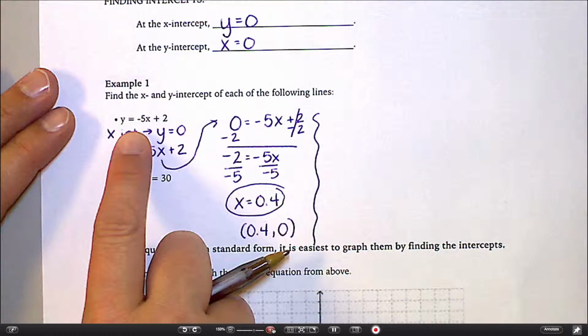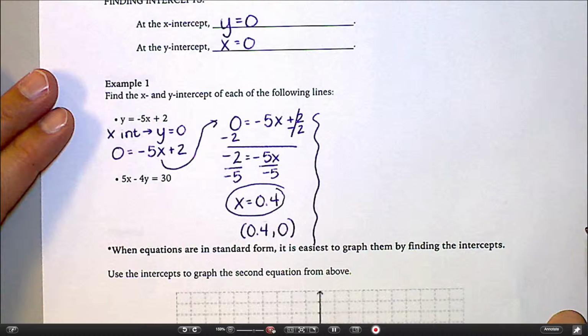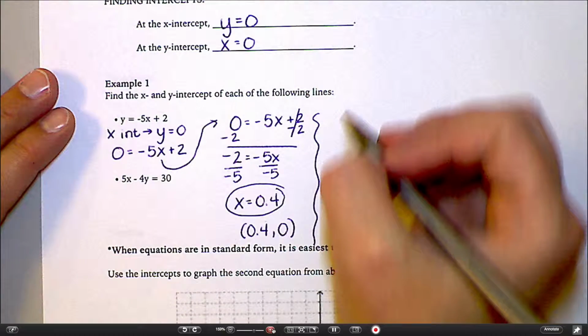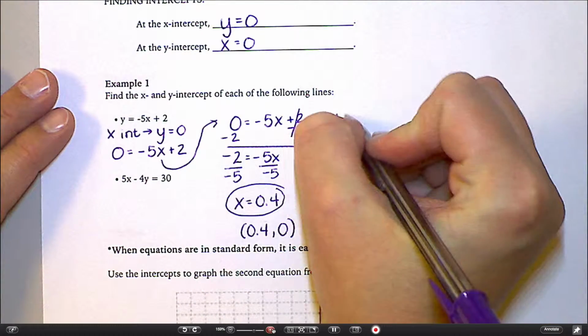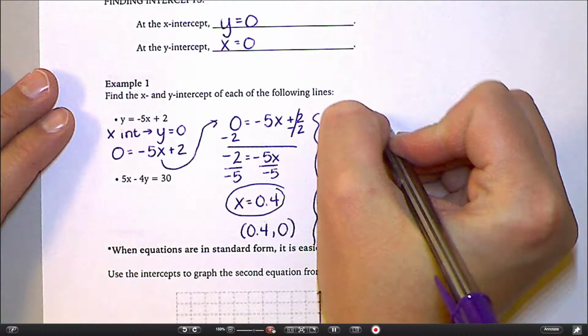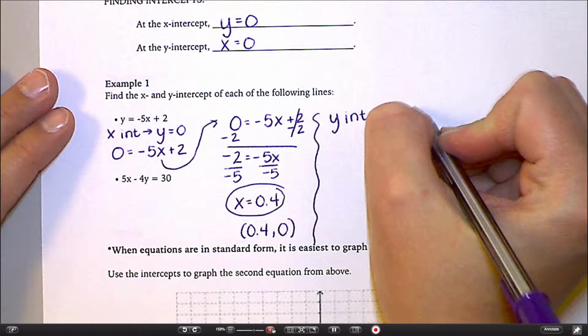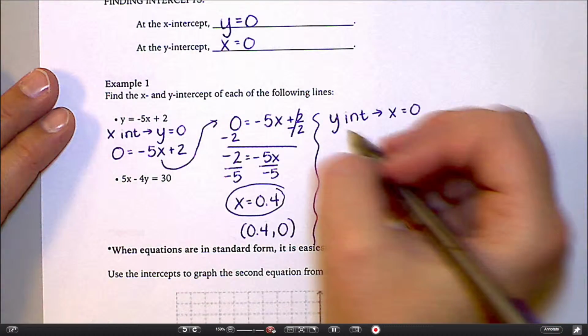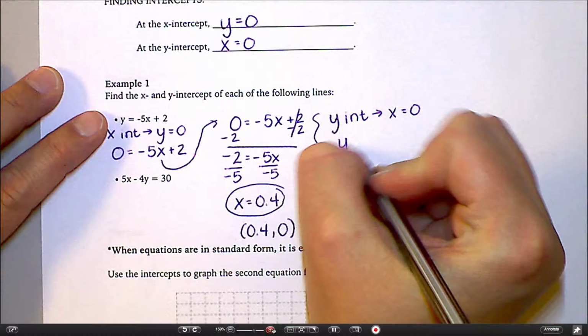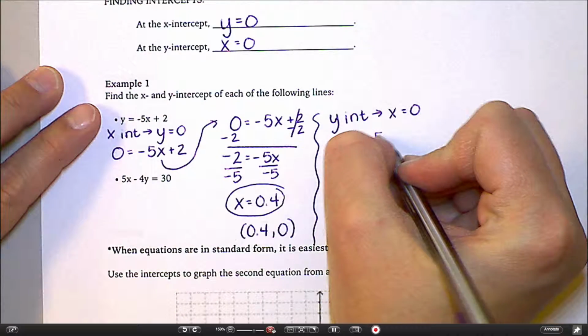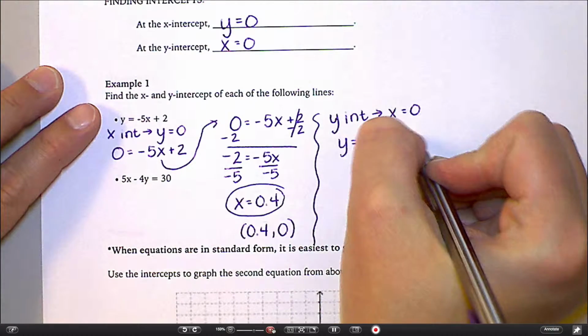So this is in slope-intercept form. You should be able to look at it and tell me what the y-intercept is. But we can still use the same process. At the y-intercept, what do we know? X is 0, right? So if I plug a 0 in for x into my original equation, it would look like this. Y equals negative 5 times 0 plus 2.